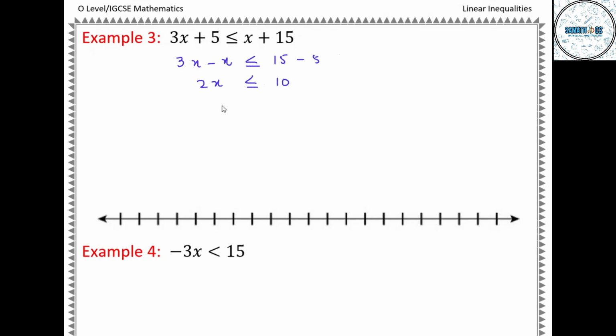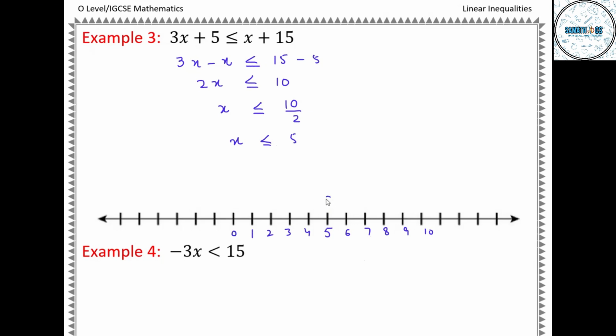Then x is less than or equal to 10 divided by 2. So x is less than or equal to 5. We will mark 5 in the center and all the numbers greater than here 6, 7, 8, 9, 10, and 4, 3, 2, 1, 0.